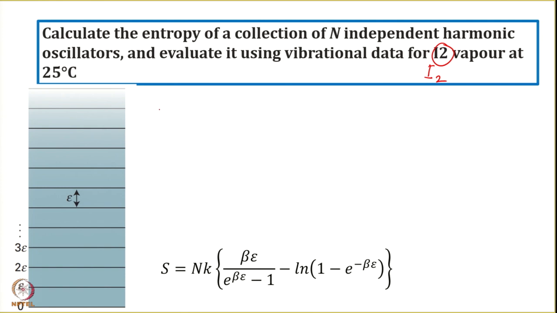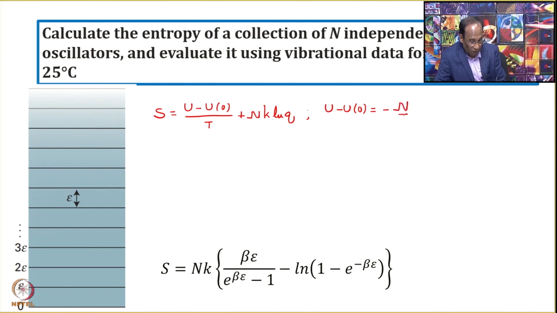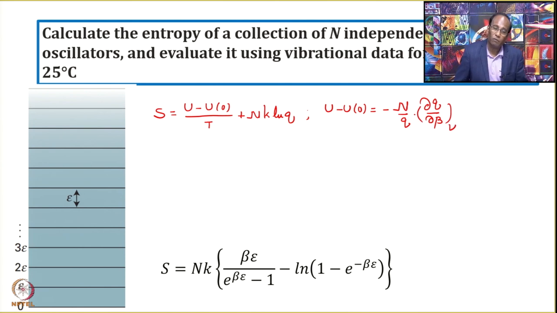And we have just derived the expression that S is equal to (U minus U0) by T plus Nk log Q. What we need here is U minus U0. What is U minus U0? It is equal to minus N by Q del Q del beta at constant volume. So what kind of information do I require? I require an expression for the partition function, which we have already discussed for a uniform ladder of energy levels. The partition function for a uniform ladder of energy levels was 1 over 1 minus exponential minus beta e, that we have derived earlier.